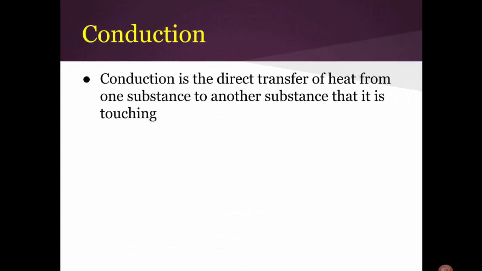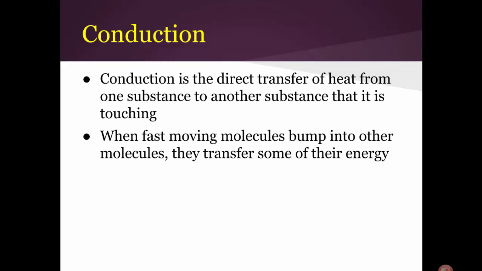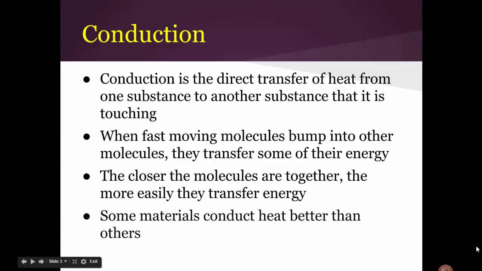So let's go ahead and start out with conduction. This is the direct transfer of heat when objects are touching. So the atoms or molecules are actually coming into contact with one another, and when a fast-moving molecule bumps into a slower-moving one, it actually transfers the energy. The closer the molecules are together, the more easily they transfer energy. So that's why the Earth heats up faster than the surrounding air in the atmosphere, because the Earth is a solid. In solids, the atoms and molecules are really close together, so it's very easy for them to transfer energy from one another.